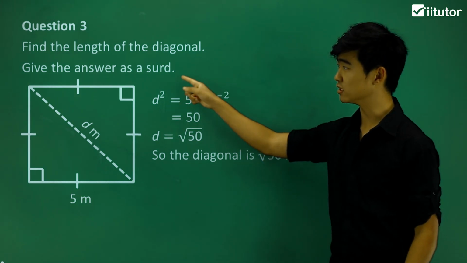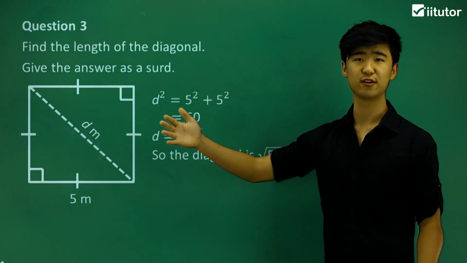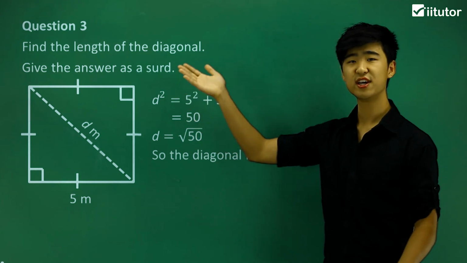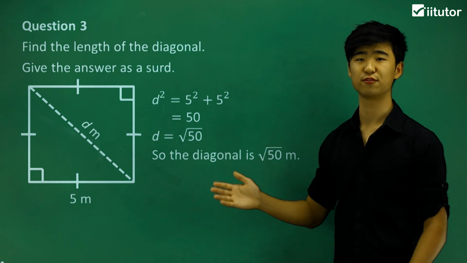Make sure you read the question, because in those 3 questions we had, each one wanted different things. This one wants a surd, the other one wants the nearest kilometer, and so on. So it's very important to read the question in this sort of case.